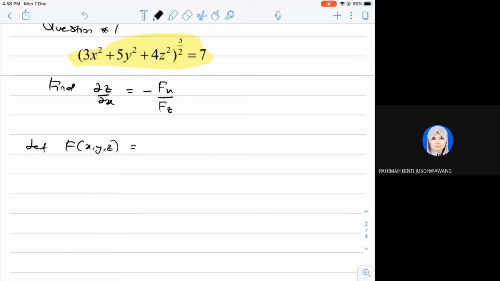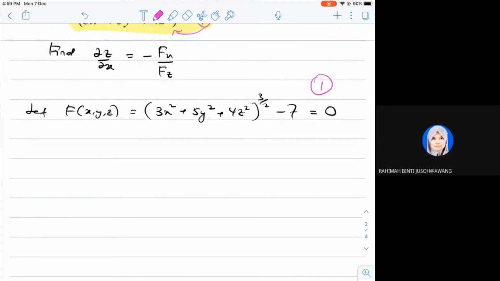Okay, so f of x, y, z equals to 3x squared plus 5y squared plus 4z squared to the power of 3 over 2 minus 7. Equate this with 0. Okay, you have to move 7 to the left hand side here. So becomes negative 7. Itu step pertama. In marking scheme, in answer scheme, this is 1 mark, guys. Satu markah you buat macam ni, you dapat 1 markah dah. Okay, this is the first step before we can use the second method. Ini first step untuk guna formula tu lah.